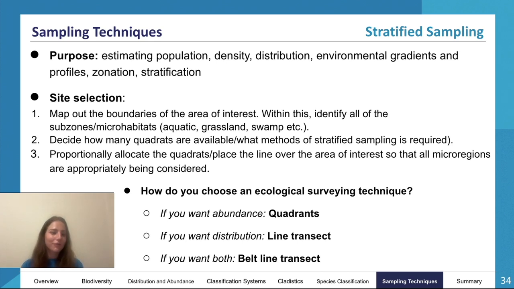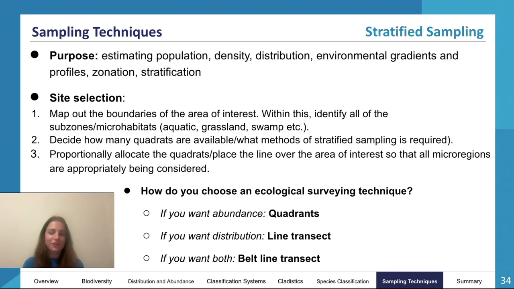First things first, there's actually a very set method of doing this. You need to first select your site. You do this by mapping out the boundaries of your area of interest. Once you've got that mapped, you can break it down into subzones or microhabitats. Maybe it's a patch of grassland next to a swamp or a small aquatic region. You can segregate it into small parts to make sure you're capturing the full picture of the ecosystem.